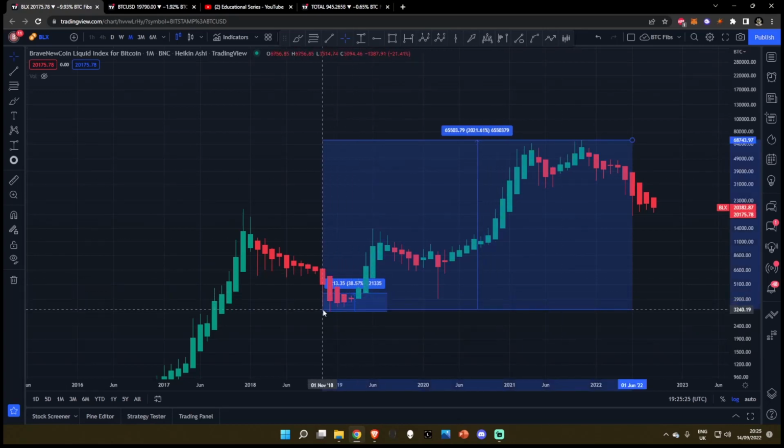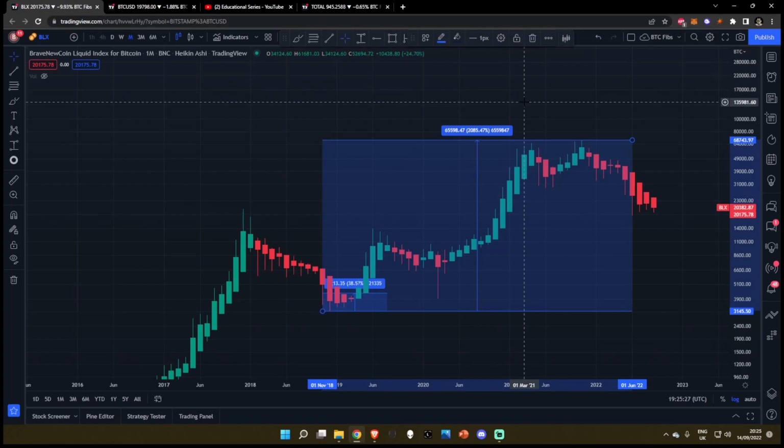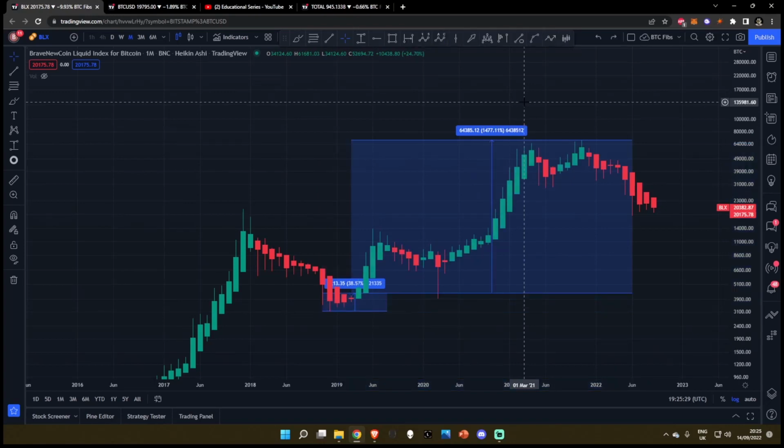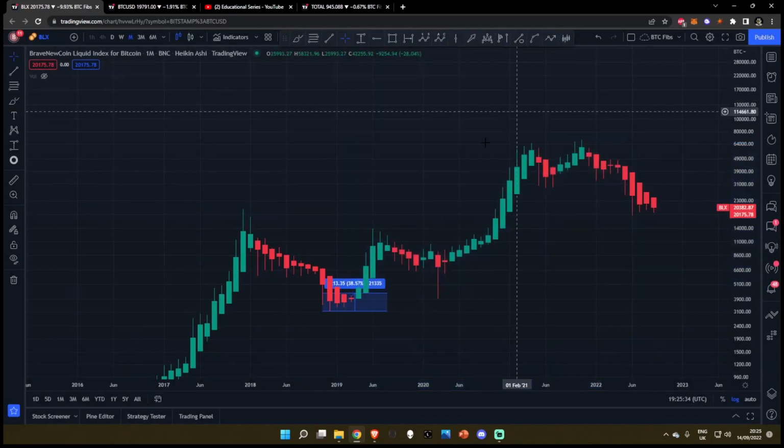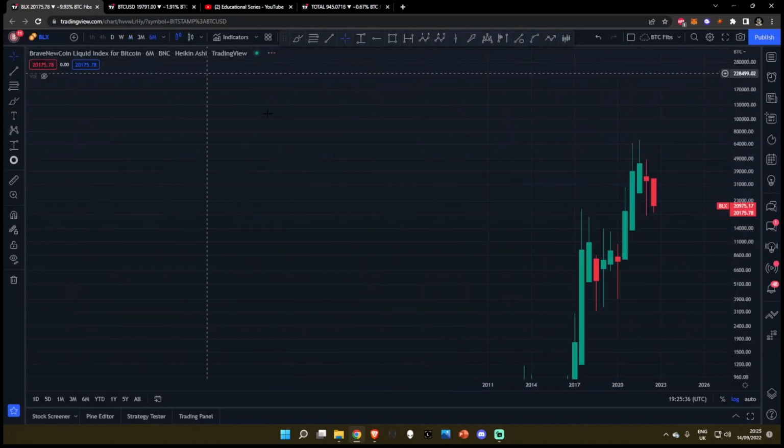And as you can see, if we did look at this, you did go up 2,000% if you caught the exact bottom, but unless you've got a crystal ball, that might not be in the books for you. So let's head over to the higher time frames first, and let's work our way down.